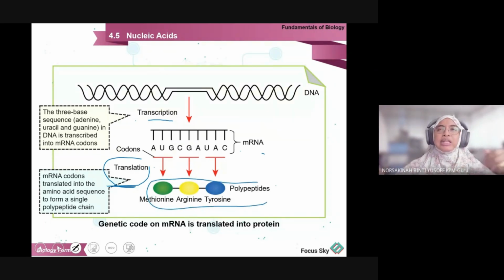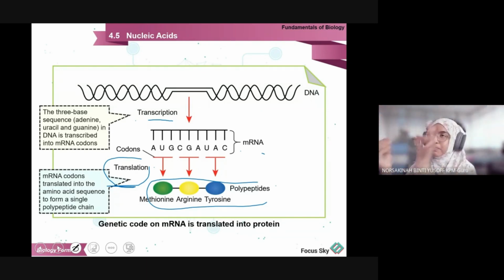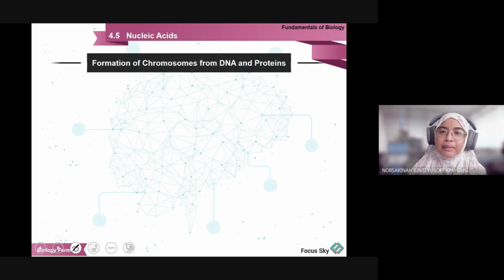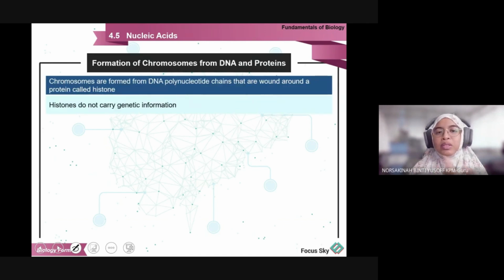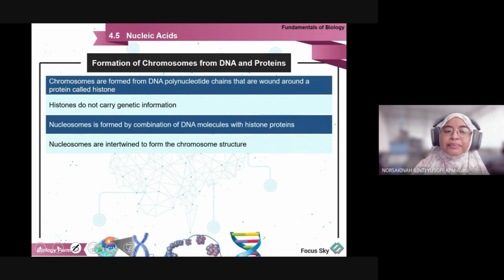Okay, so the DNA just gives a letter to the mRNA. mRNA will tell the ribosome what to do. Now the end product is a polypeptide. Chromosomes are formed from DNA polynucleotide chains. They are wound around a protein called histone. Histones do not carry genetic information.